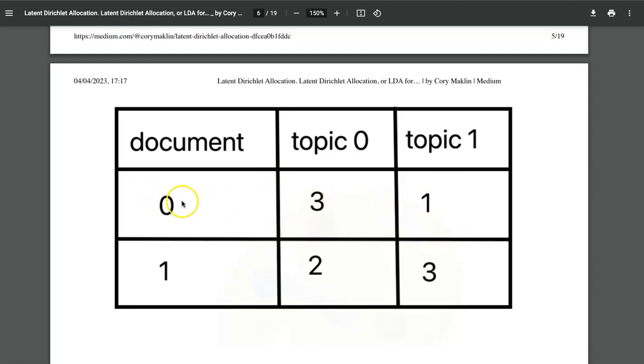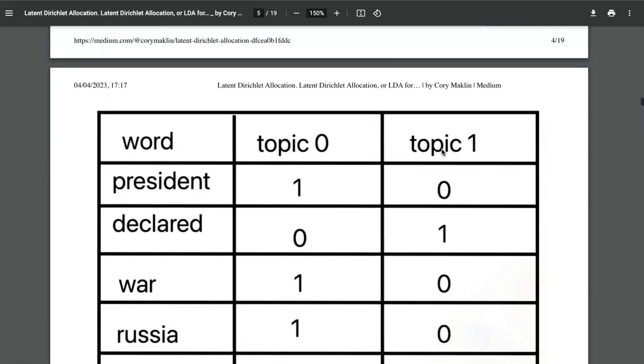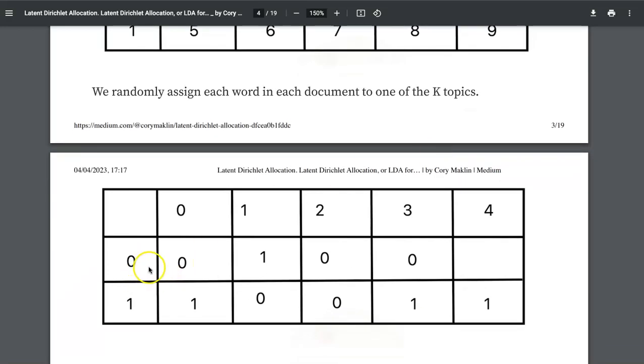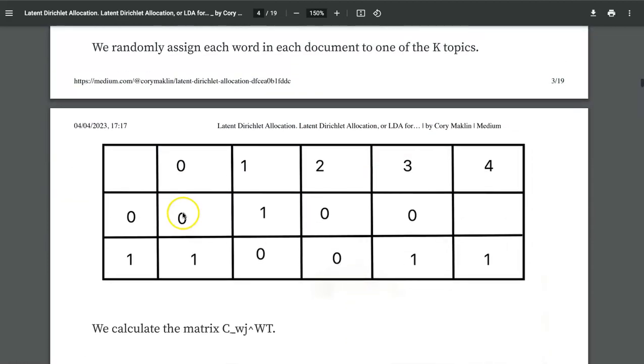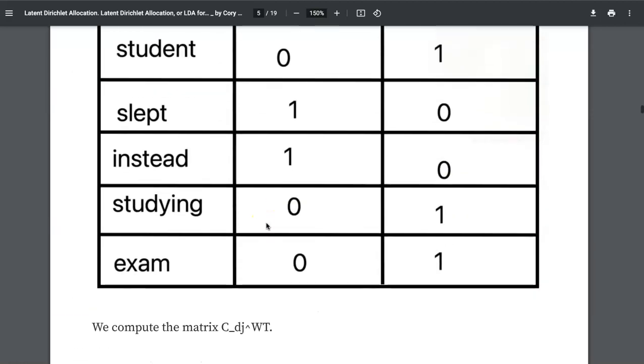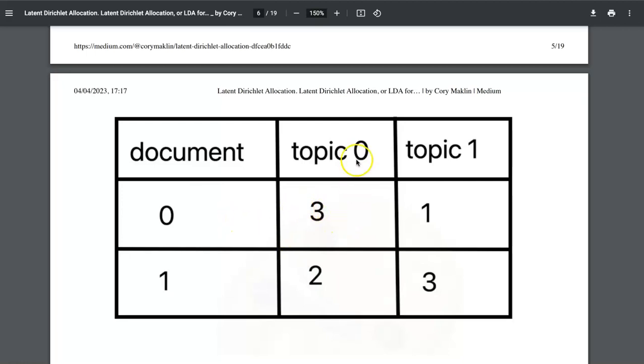Let's take this example. For document 0, they are saying there are 3 words from topic 0 and 1 word from topic 1. Let's calculate in document 0. This is document 0. If you count, there is only 1 word from topic class 1, and there are 3 words from topic class 0. That's why, in the matrix, there are 3 words in topic class 0 and 1 word from topic class 1.